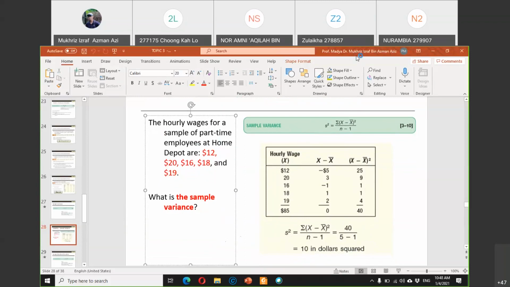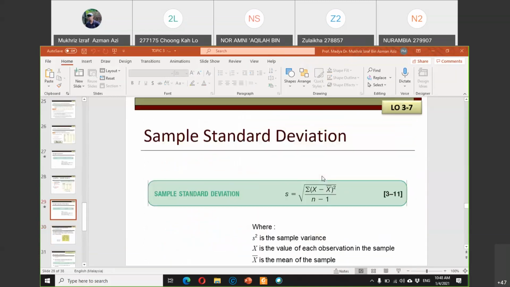So if you want to know the sample standard deviation, it will be the square root of 10, which is not shown here. You can calculate it manually in your calculator, or key in this data in your online calculator or your usual calculator. So this is the sample variance. To get the sample standard deviation, just take the square root of 10. That will be the solution for the sample standard deviation.